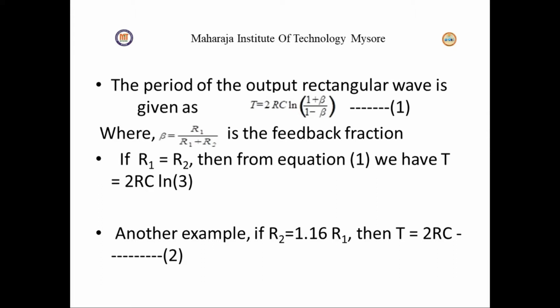If we take R1 and R2 as the same, then we can convert that formula so that T is equal to 2RC ln of 3. Then another example, if we take R2 as 1.16 times R1, then T is equal to 2RC. So this is the second equation, converted into 2 into RC. It all depends on the resistance values you are going to take.